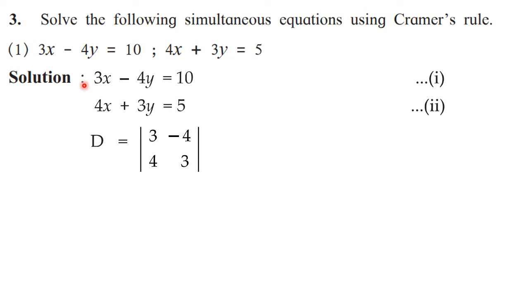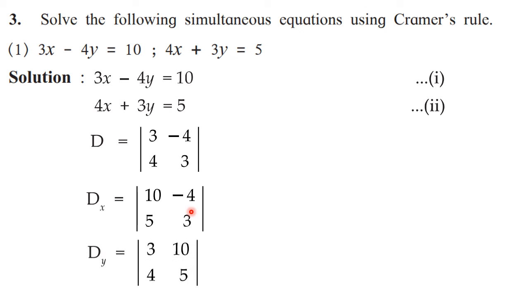For writing D, as I have said, we are going to consider only the left hand side. So see the numbers from the first equation, 3 and minus 4, they are in the first row. Numbers in the second equation, 4 and 3, they are in the second row. Then we are going to write the second determinant, that is dx. Solve it afterwards, first write it down correctly. For writing dx, we have to write down the right hand side constants as the first column, and then take help of D to write down the remaining column. Copy it down the same.